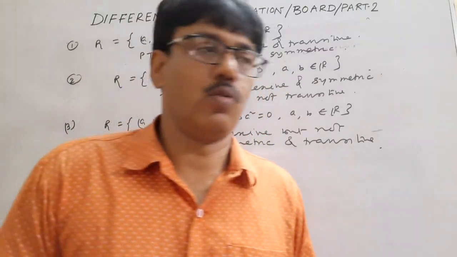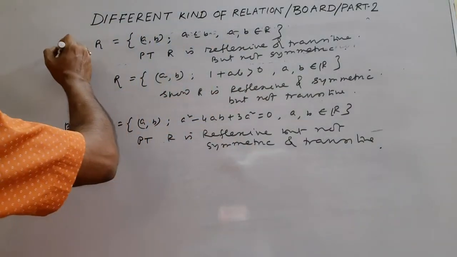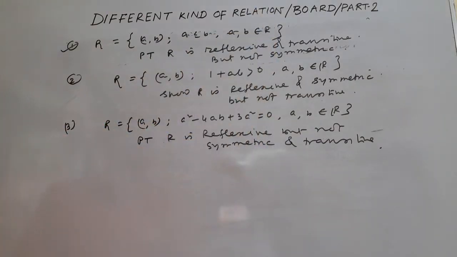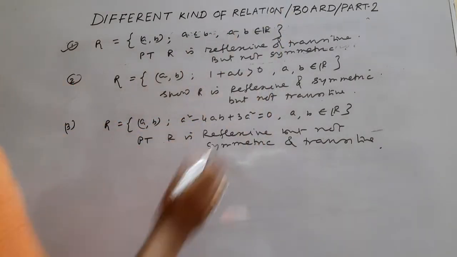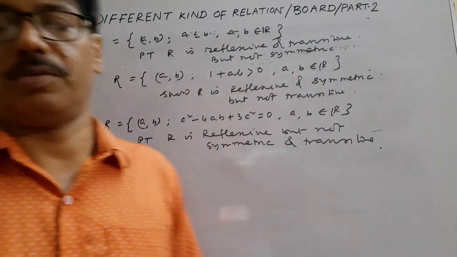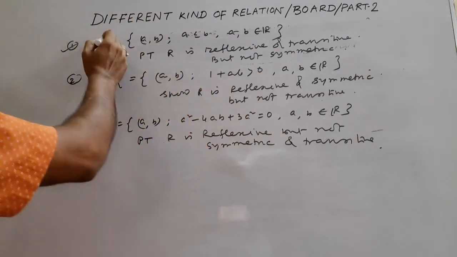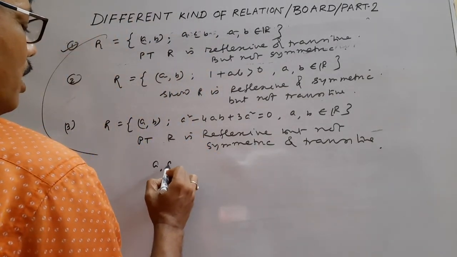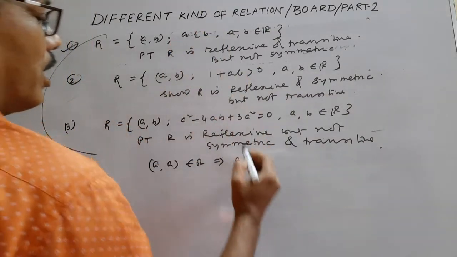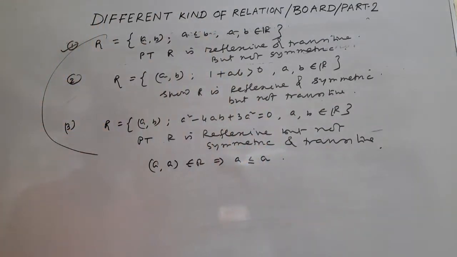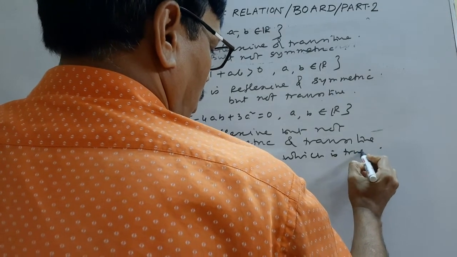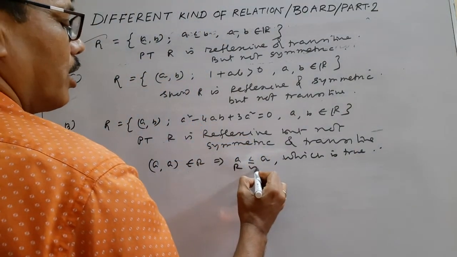Now we consider one more problem. (a, b) such that a is less than or equal to b, (a, b) belongs to R, where R means set of real numbers. Prove that R is reflexive and transitive, but not symmetric. So for reflexive, (a, a) belongs to R implies a is less than or equal to a; b is replaced by a. Which is true. So therefore R is reflexive.